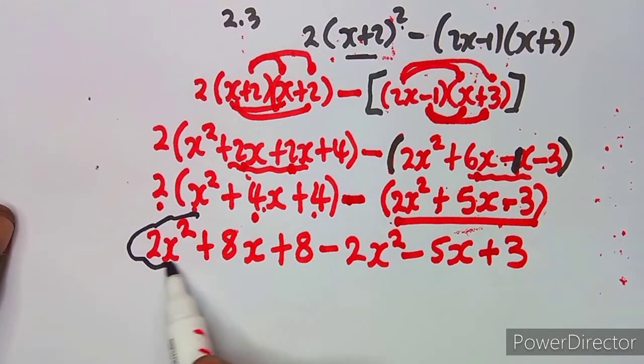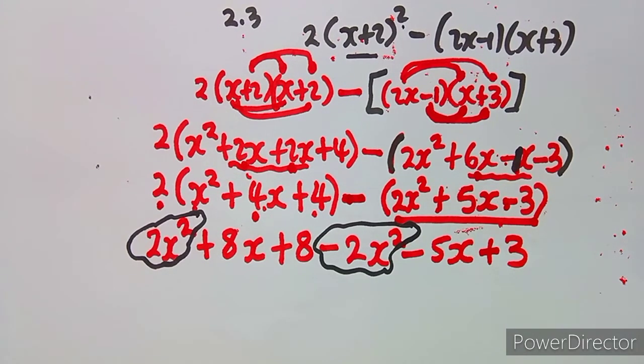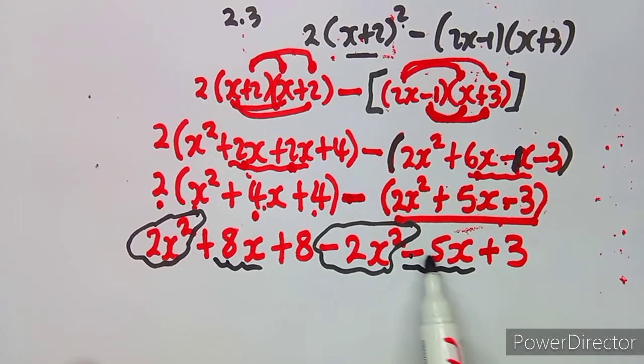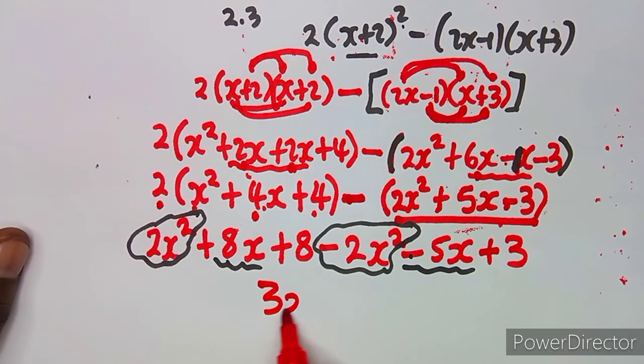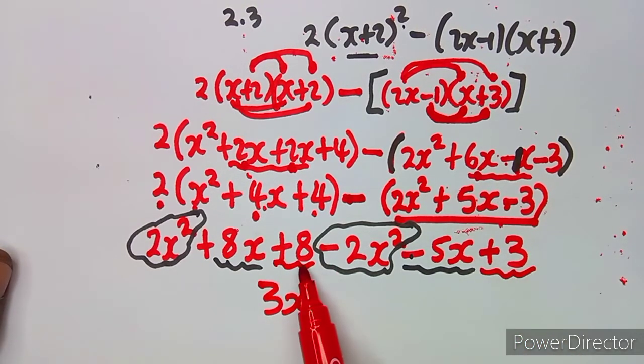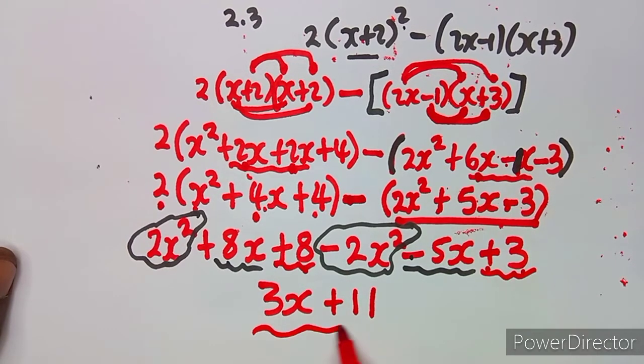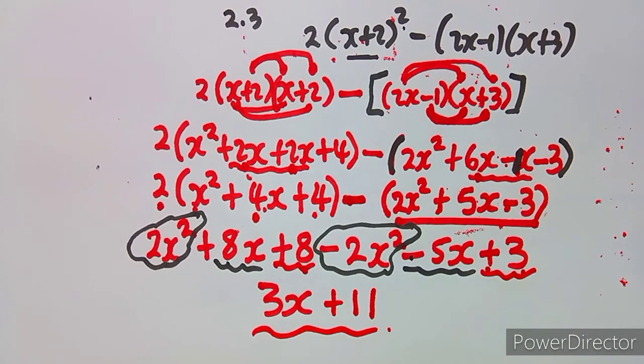Then at this stage, we can collect like terms. So 2x squared here and minus 2x squared here, that's 0. That one will cancel. So you're going to be left with 8x minus 5x. So it's 8 minus 5, which is 3, so it's going to give us 3x. Plus 8 and plus 3, so it's 8 plus 3, which is 11. So that is what you're going to have at the end: 3x plus 11.